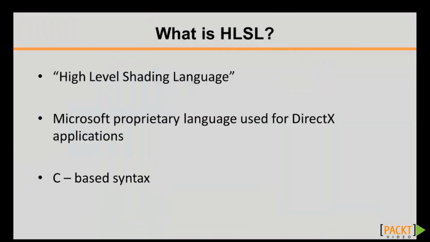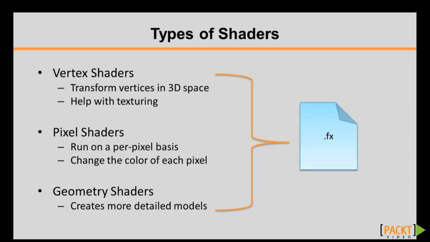In XNA, shaders are created using HLSL, Microsoft's proprietary high-level shading language. HLSL was specifically made to allow the creation of shaders in DirectX applications. It features a C-based syntax as well as access to many 3D math functions. Shaders in HLSL come in 3 distinct flavors: vertex, pixel, and geometry.